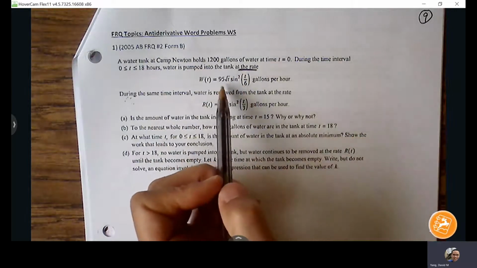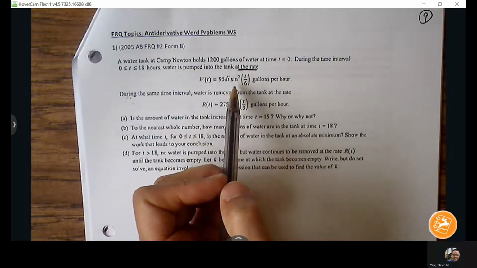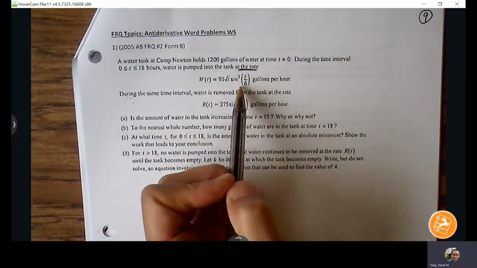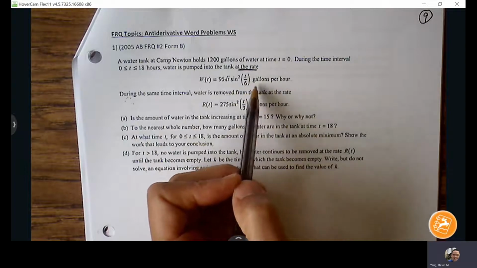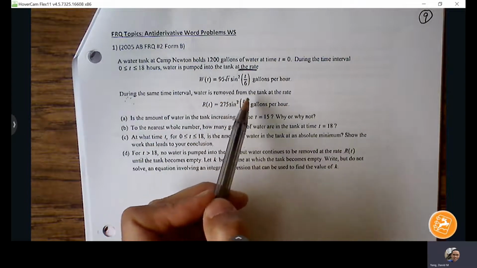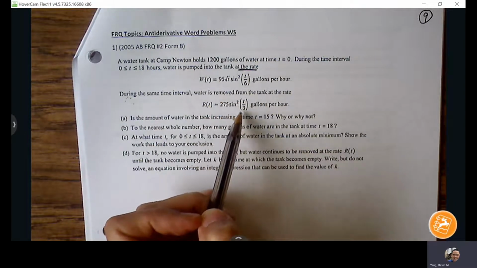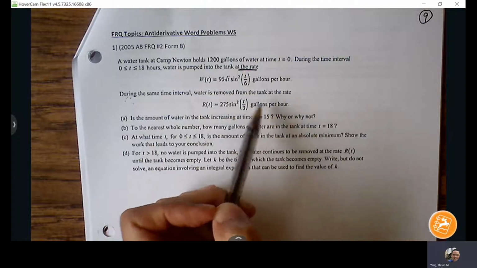This is W of t. It's telling us how much water is added in terms of gallons per hour for that particular hour. Okay. During the same time interval, water is removed from the tank at a rate of R of t, 275 sine squared t over 3 gallons per hour.